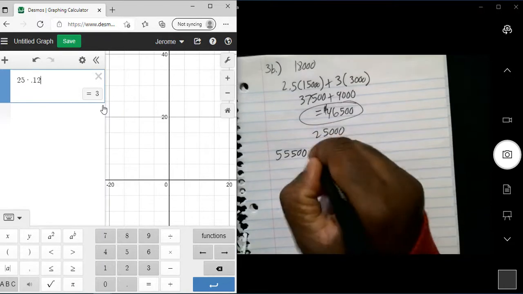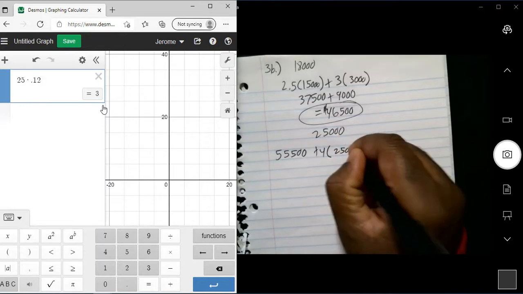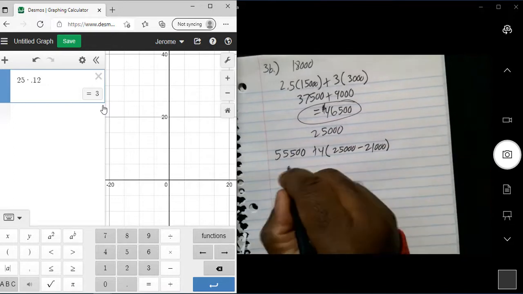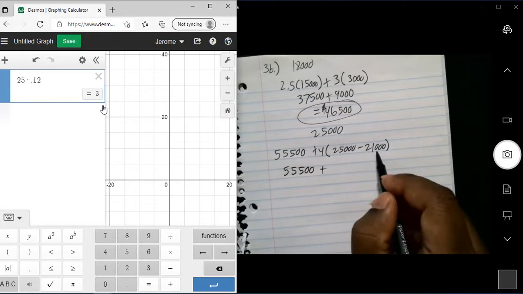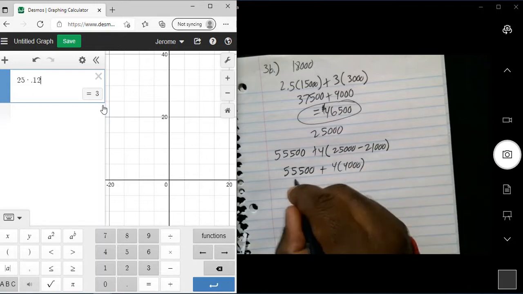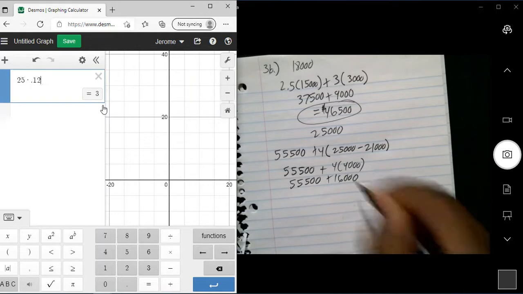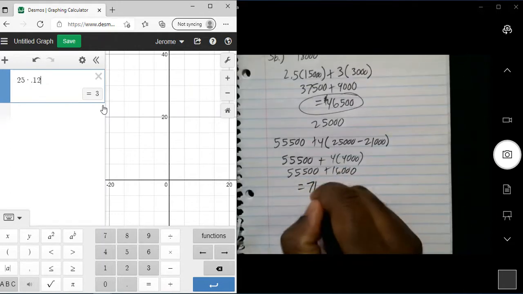and we would add 4 times. Now the amount of books sold was, what was it, 25,000 minus 21,000, and then we could solve it. 55,500 plus 25,000 minus 21,000 is 4,000. So it'd be 4 times 4,000. So it'd be 55,500 plus 16,000. So when you add those two together, that will give you $71,500.